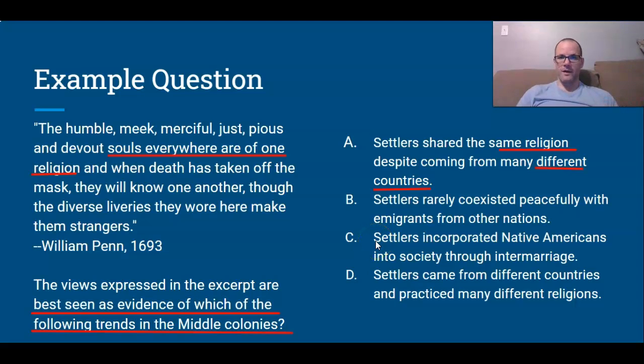So sometimes you can see ones that are absolutely wrong and cross those out. Whenever you get those opportunities to cross out two, like we did with B and C right away, it's perfect because then you're down to A and D, which is a 50-50 shot. And we've already kind of discredited A, so the answer choice has to be D based on the trends of the Middle Colonies. So answer choice D says settlers came from different countries. That's true of the Middle Colonies. That's a trend. And practiced many different religions.